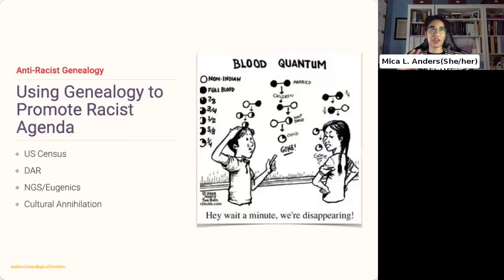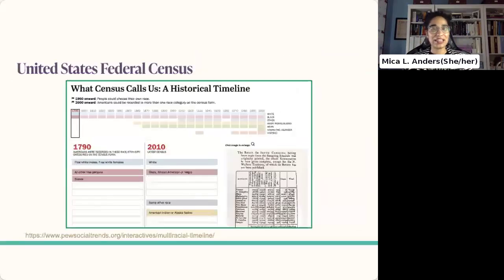Not only are there these subtle differences, there are some really glaring things where genealogy was specifically used to promote racist agendas. Blood quantum is one example, right? That would be the idea that if you're not a certain percentage native, you no longer get to, quote unquote, qualify for tribal affiliation. Another thing that happens is the United States Census itself.